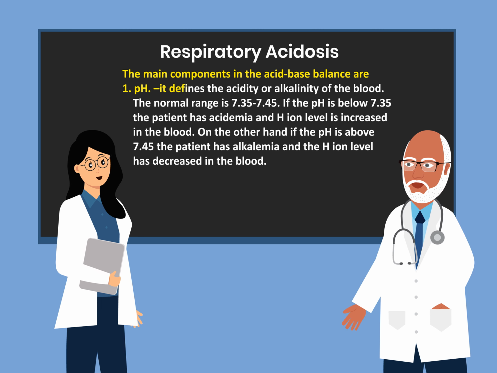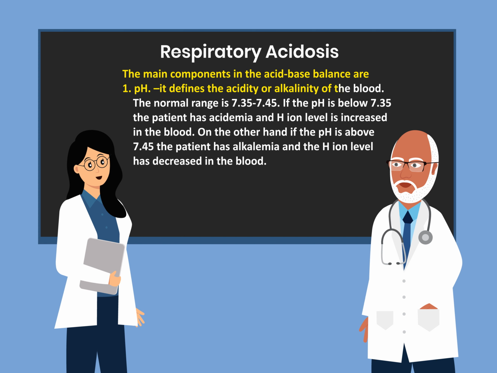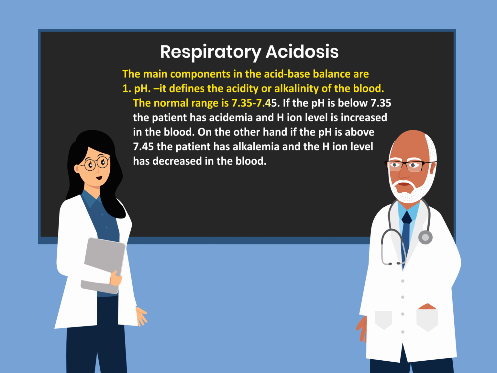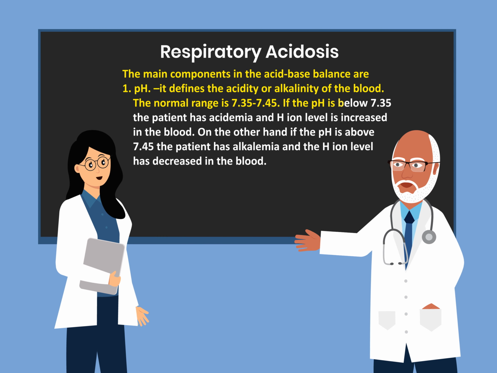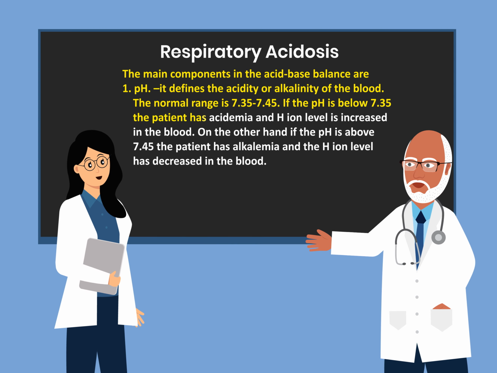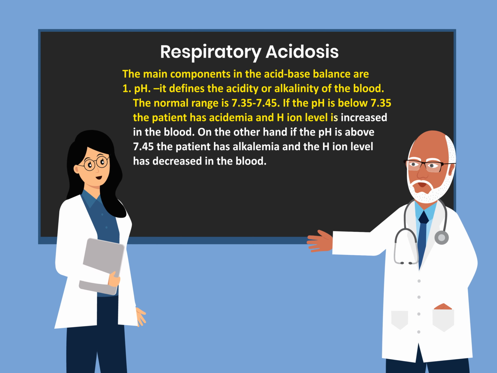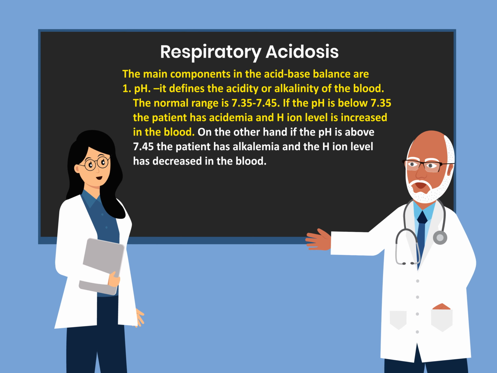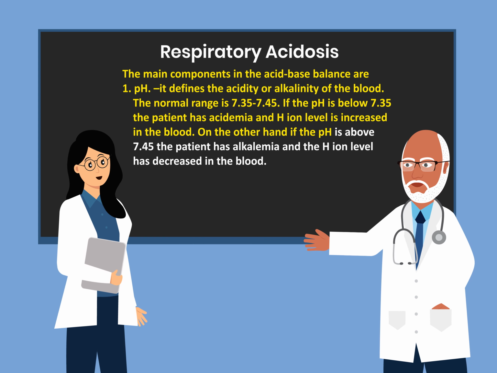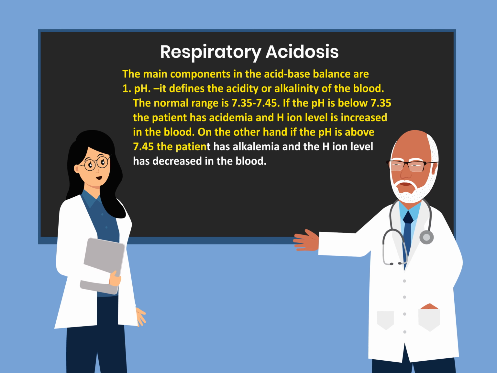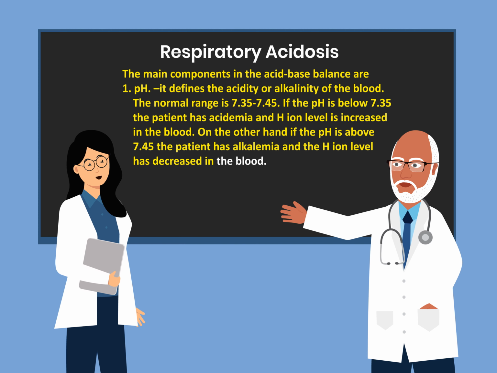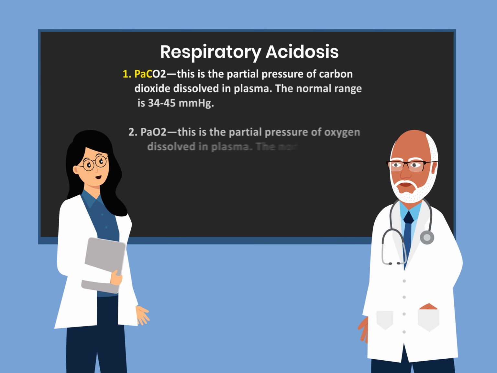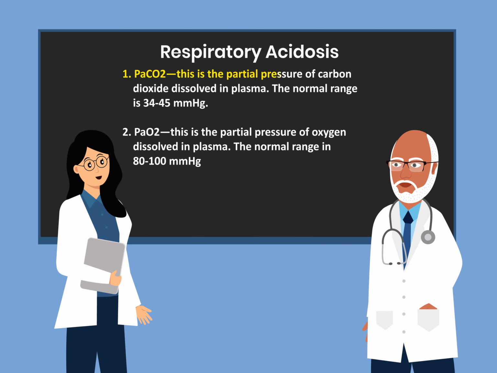The pH defines the acidity or alkalinity of the blood. The normal range is 7.35 to 7.45. If the pH is below 7.35, the patient has acidemia, and hydrogen ion level is increased in the blood. On the other hand, if the pH is above 7.45, the patient has alkalemia, and the hydrogen ion level is decreased in the blood.